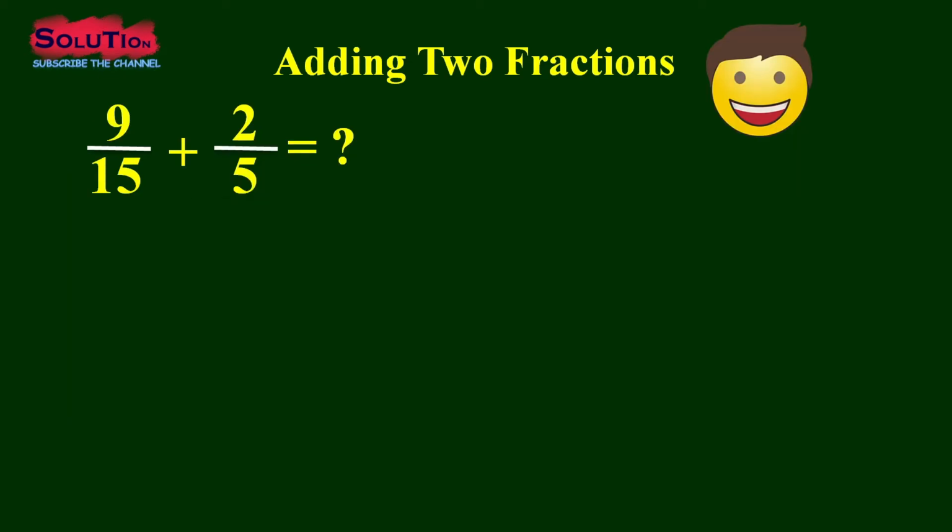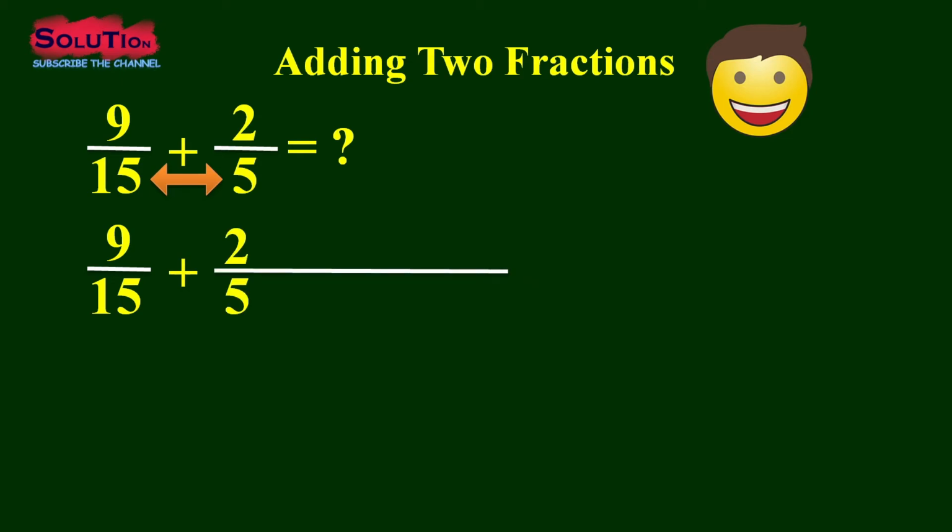So let us do some examples. Here 9 by 15 and 2 by 5 is there. You can clearly see the denominator is not same. So our job is to make the denominator same first. Then I have to add it. Okay, so first of all, you see the denominator is not same. So the first one I have written 9 by 15. The second one 2 by 5 is there.